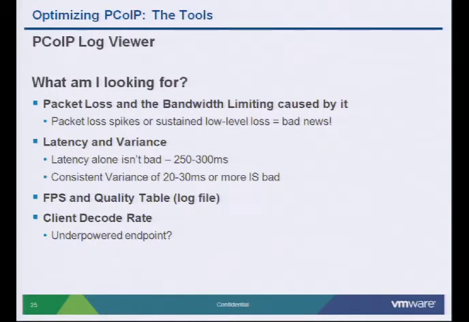Client decode rate is another diagnostic. If you see this value consistently lower than the amount of traffic that the PCoIP server is transmitting, that's telling you the encoding is just fine, the network is just fine, the client can't keep up. Right, so if I'm sending 10 megabit, my client decode rate is 3, and I'm getting low frame rate and poor responsiveness, it's not because PCoIP is broken, it's because the endpoint is underpowered.